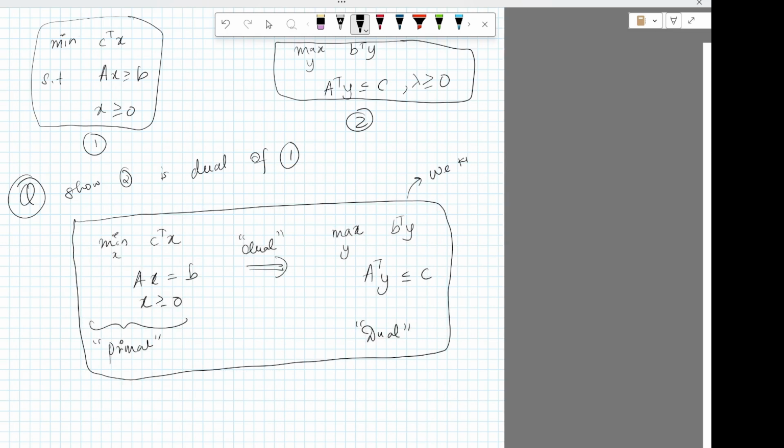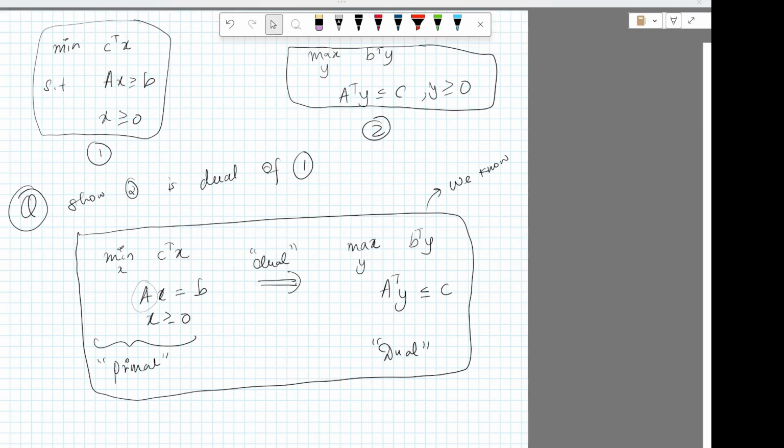This is what we know. So here you have an inequality constraint, here you have an equality constraint. So we need to convert this to this form, and then we'll get the dual for this form, and this dual we need to show is of the form of the second equation.